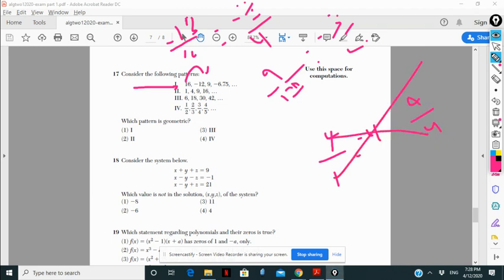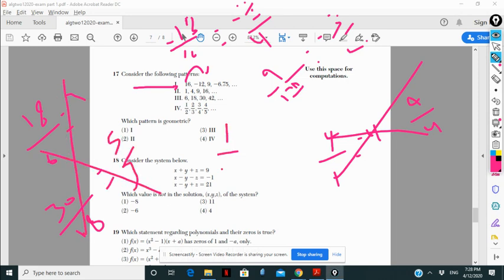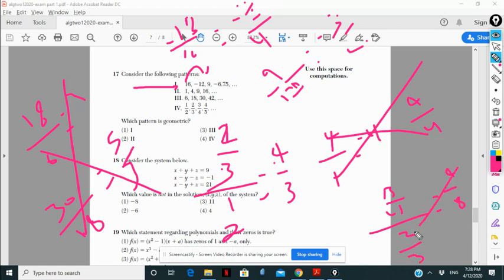So that's not geometric. 18 over 6, that's 3. 30 over 18, that's 5 over 3. So it's incorrect. Now, 2 over 3 divided by a half is 4/3. Now, 3 over 4 divided by 2 over 3, that's 9/8. So it's not geometric. So the only geometric one is number 1 for question 17.